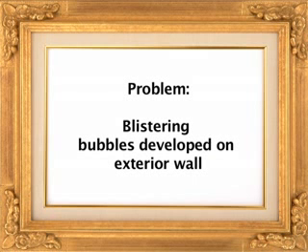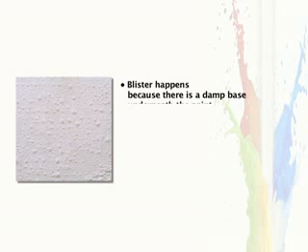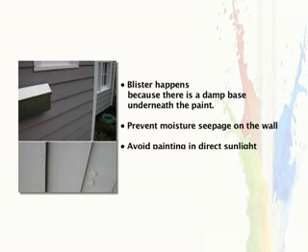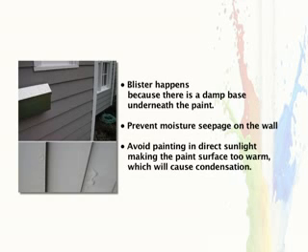Blistering. Bubbles developed on the exterior wall. Blistering happens because there is a damp base underneath the paint. That is why it is necessary to prevent moisture seepage on the wall and also to avoid painting in direct sunlight, making the paint surface too warm, which will cause condensation.